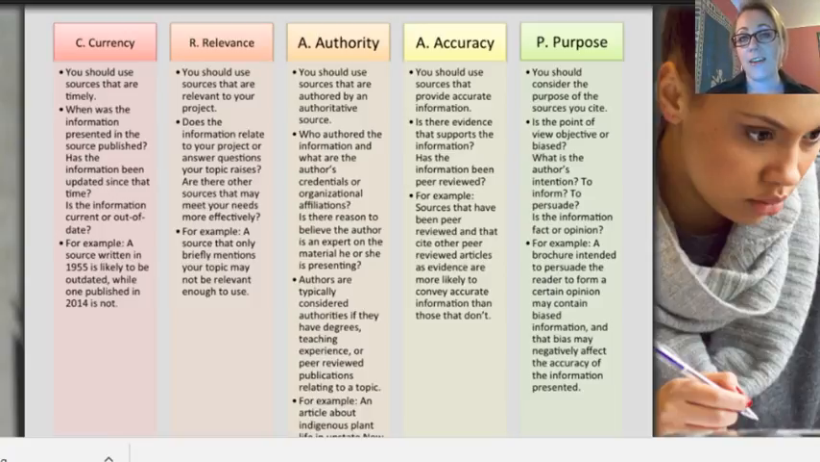The first A in our CRAAP test is authority. We want to make sure that we can trust the authority of the source that we're using. We want to be aware of who the author is. We always want to have an author. For that matter, we want to have an author or a credible organization. For example, Anonymous is not an author, and Associated Press is not necessarily a credible author because we don't have any names with that, right?